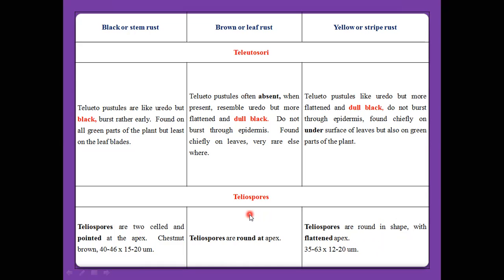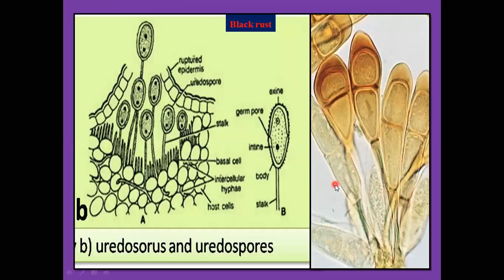Okay, you can identify black rust, brown rust and yellow rust by the shape of the teleospores. Suppose the teleospores have two cells and are generally pointed at the apex; then you can properly identify this as black rust. Just see the shape of the urediniospores and teliospores or teleospores.